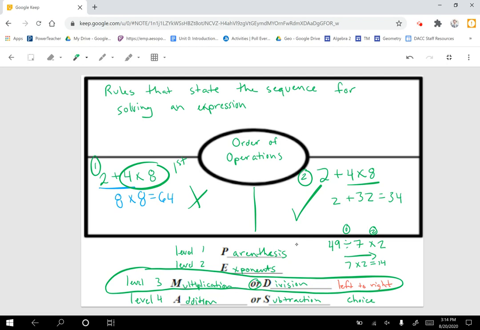If we did 7 times 2 first, we'd get 49 divided by 14, and that would give us about 3.5. Not what we're looking for, okay? So 2 different answers, and the correct answer, and there is a correct answer, is 14. So we do have to read it like a book left to right when we're at that third level, we'll call it, of multiplication and division.